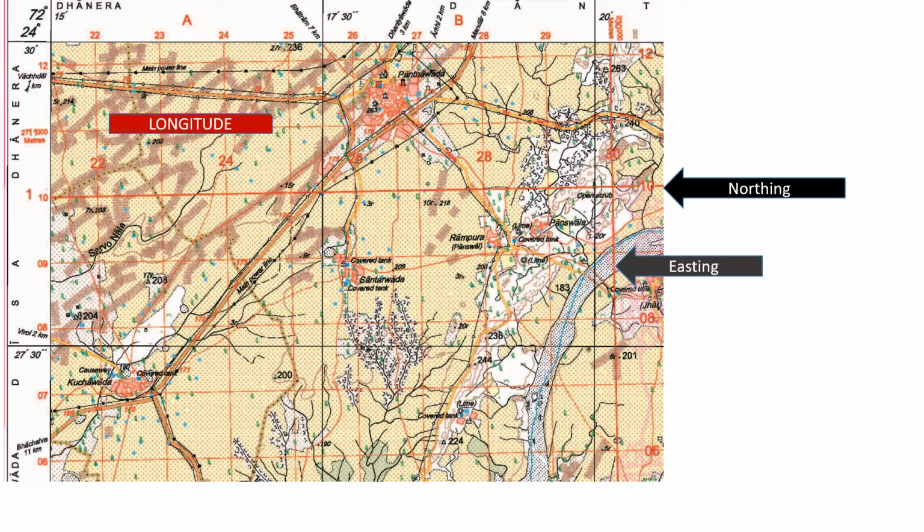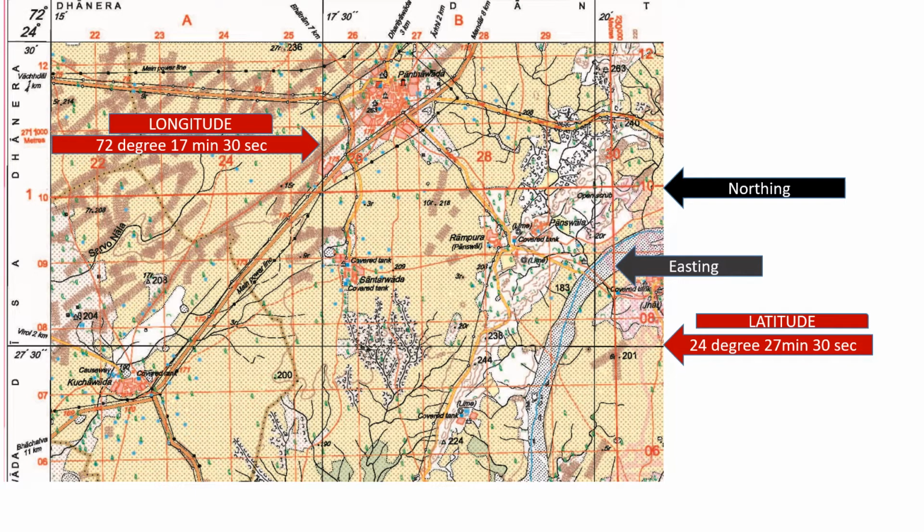And you might see some black lines as well. Those are longitude and latitude. Remember, there is only one latitude and one longitude, and that which is passing through this area. So that is 72 degree, that is the longitude, and 24 degree, that is the latitude.